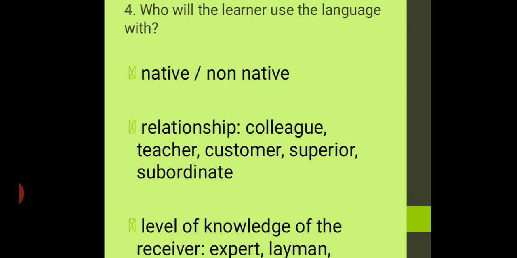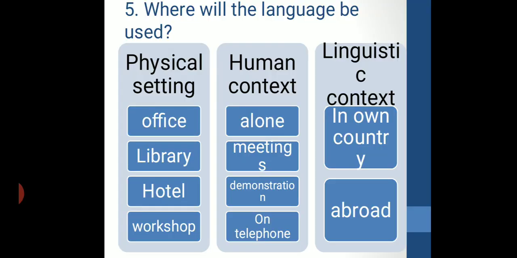And then who will the learner use the language with? You ask the respondent with whom you use English, with native or non-native speakers, your colleague, teacher, customer, superior, subordinate, for example. And then the level of knowledge of the receiver. Are they experts, laymen, or the other?